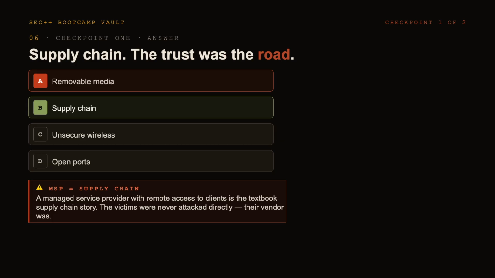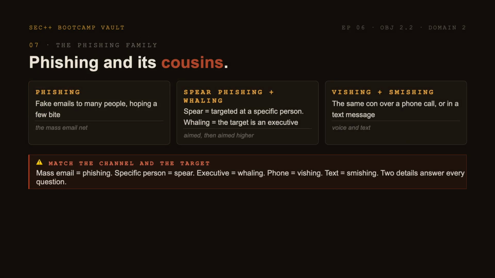Social engineering, Part 1. The phishing family. Phishing is the mass email net. Fake messages sent to many people, hoping a few bite. Spear phishing aims at one specific person, using details about them. Whaling aims higher, at an executive, the big fish. Vishing is the same con over a phone call. Smishing is over text. Every phishing question gives you 2 details, the channel and the target. Match those 2 and the name falls out.